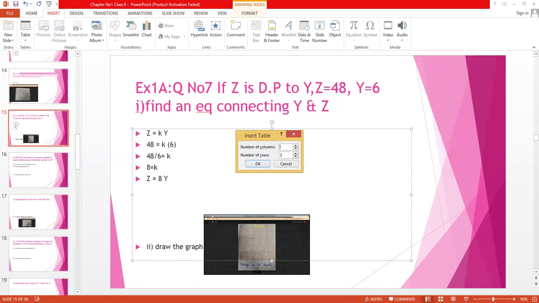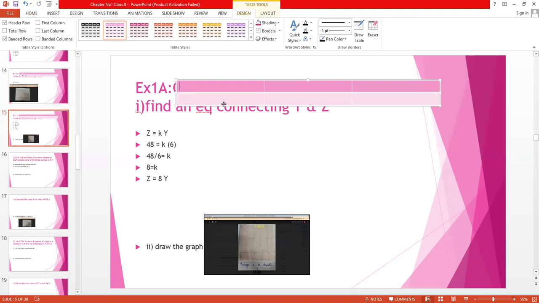For columns I have to take 3 and number of rows 2. Now, on the right side, which variable is given? Y. So I have to write y. On the left side, it is z. So I have to write z.